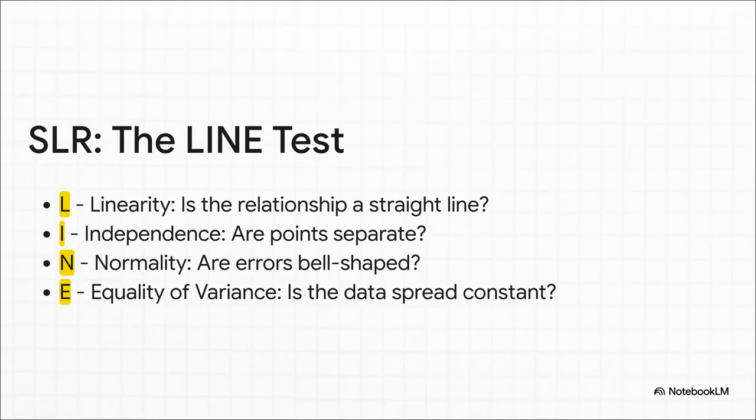But, and this is a big but, before you can trust that prediction, your data has to pass 4 critical checks. You can remember them with the acronym LINE. Seriously, think of these as a quality control inspection. If your data fails any of these tests, say if the relationship isn't a straight line, your model's predictions are going to be unreliable. And that means any business decisions you make will be flawed.